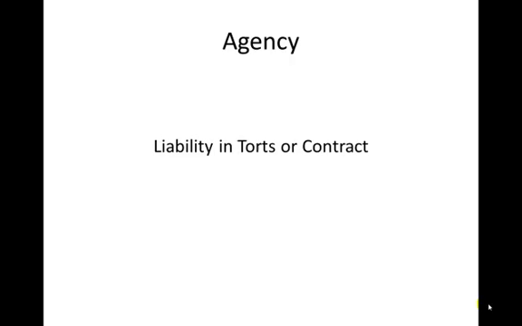Once you have determined that an agency relationship exists, you then need to determine the liability that flows from that relationship. In the agency context, that means determining where the cause of action lies, whether in tort or contract, and then apply the applicable liability rule. This module looks at the liability of a principal in contract.